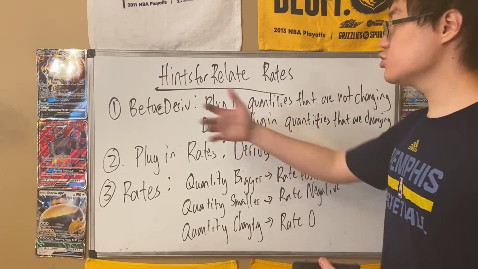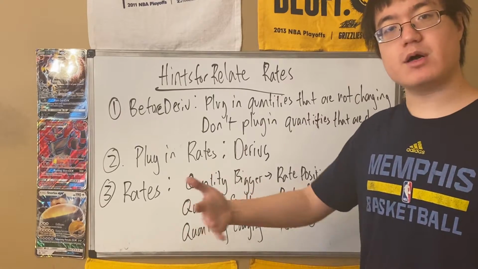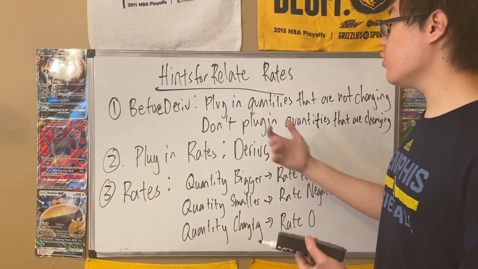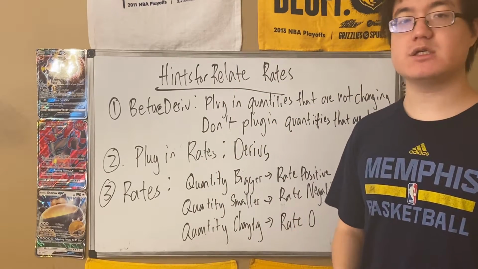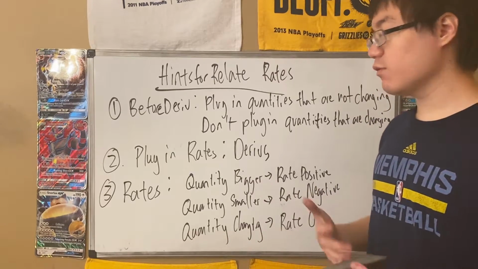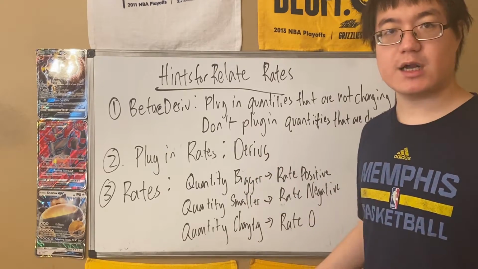Again, let me repeat. Try to not plug in things too early because you need to be able to take the derivative. Try to plug in after the derivative. It's take the derivative, then plug in. But you are allowed to plug in quantities that are not changing because the derivative of those quantities will be 0. Then, when you're plugging in things, just be very careful because there's going to be a lot of variables.